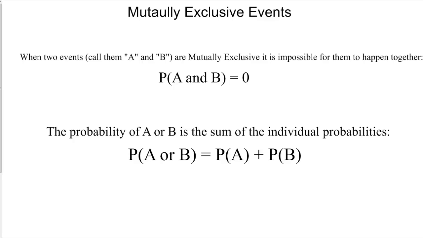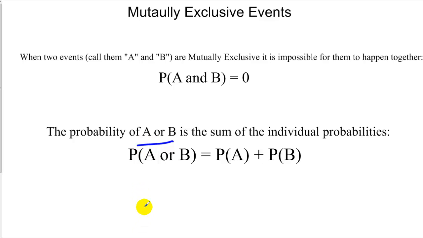Now we talk about a specific type of probability with mutually exclusive events, and in this case, when 2 items are mutually exclusive, it's impossible for them to happen together. So the probability of A and B occurring at the same time is nil, 0. So the probability of A or the probability of B happening is the sum of those two probabilities.